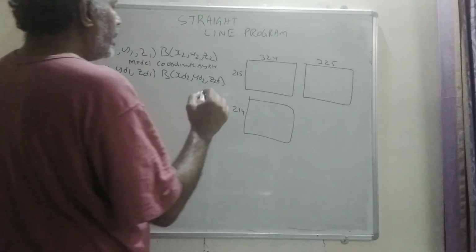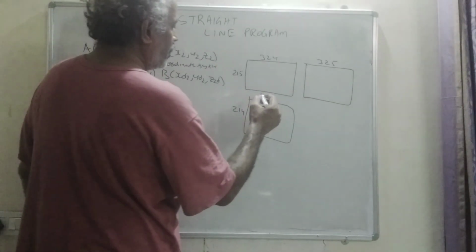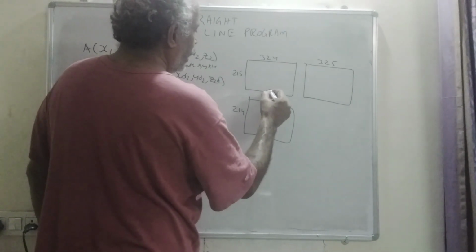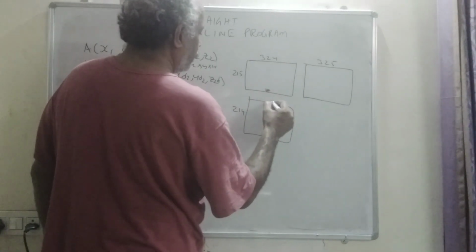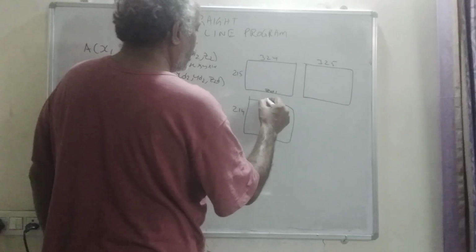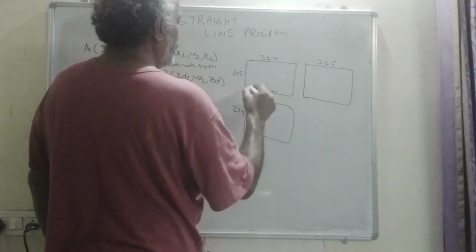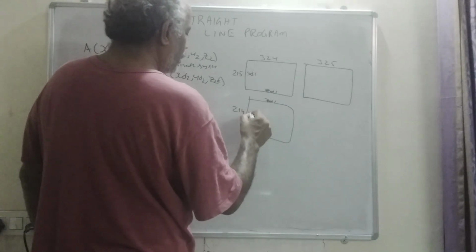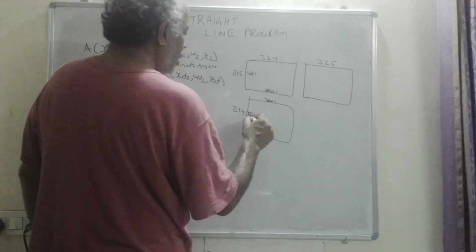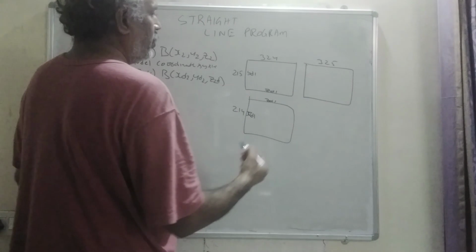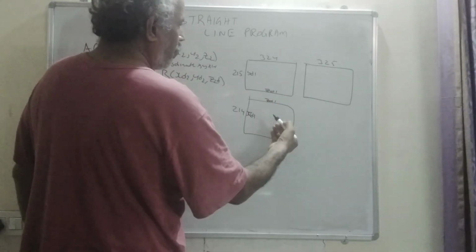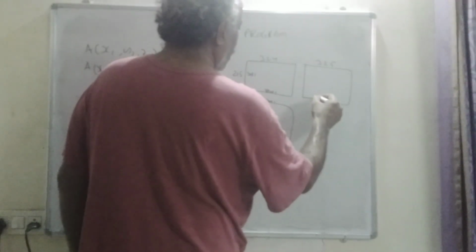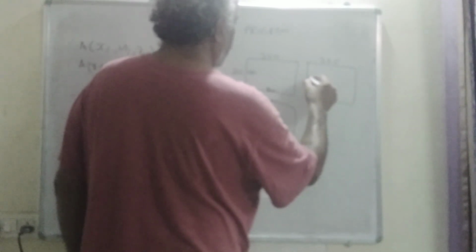Here in this model coordinate system, the horizontal axis is z. zd1 should come here. Here yd1 will be the vertical coordinate. xd1 will be the vertical coordinate at the bottom. So this is the front view, this is the top view, and the side view is xd1, yd1.